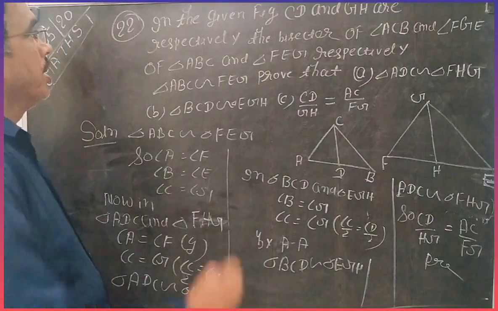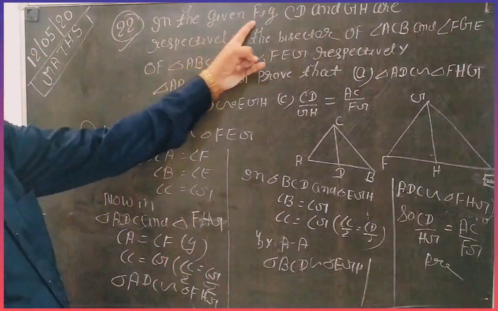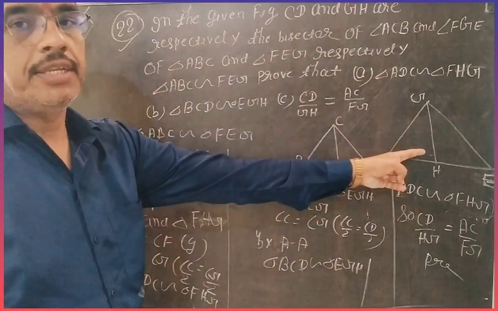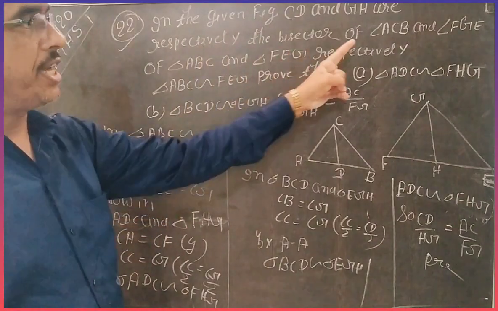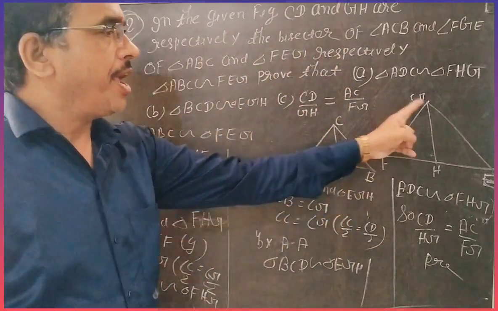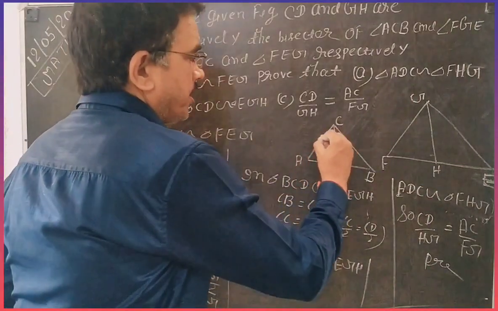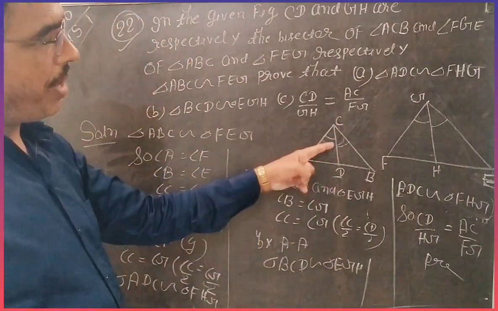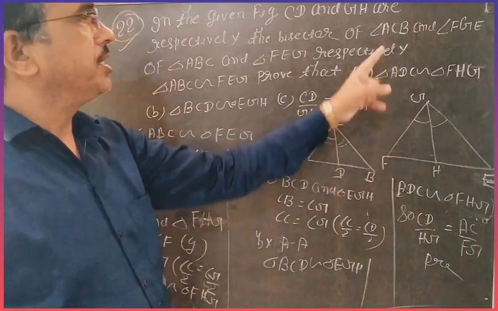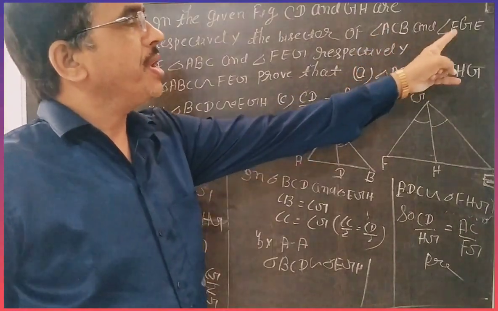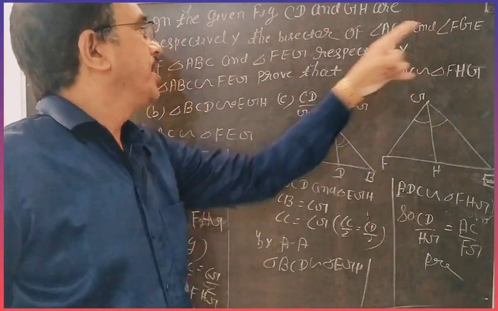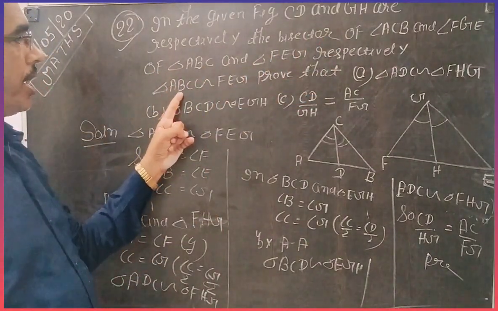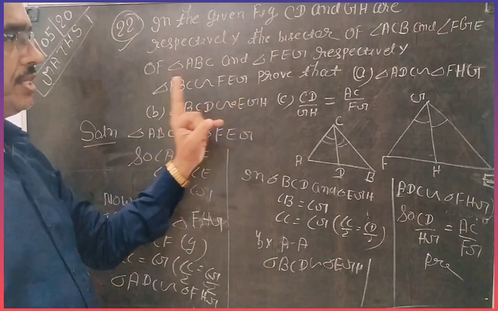Now see question number 22. In the given figure, CD and GH are respectively the bisectors of angle ACB and angle FGE. Bisector means these angles are equal. Here also these angles are equal, because CD bisects angle C and GH bisects angle G. It is given in your question. They are bisectors of angle ACB and angle FGE of triangles ABC and FGE respectively. And also given triangle ABC is similar to triangle FGE. It is also given.